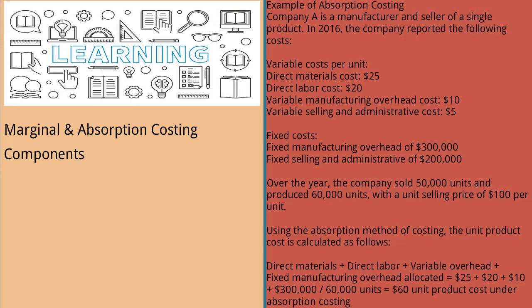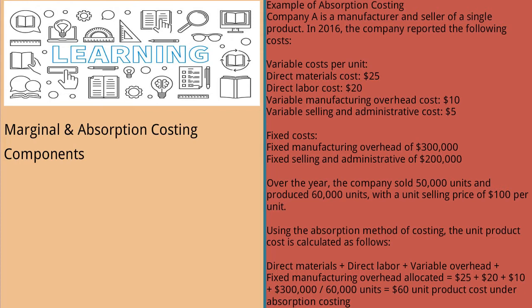So we can see here then, to find a unit cost in terms of absorption costing, we've got direct materials, direct labor, and variable manufacturing overhead. So it's $25 plus $20 plus $10 plus the fixed manufacturing overheads of $300,000 divided by the total number of units in the year, which was 60,000 units, gives you an average product cost under absorption costing of $60 per unit.